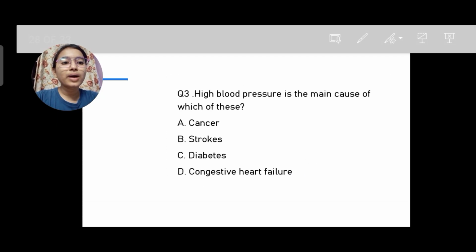Now, high blood pressure is the main cause of which of these? What will be the answer? The right answer is stroke. The main primary cause of stroke is high BP or hypertension.